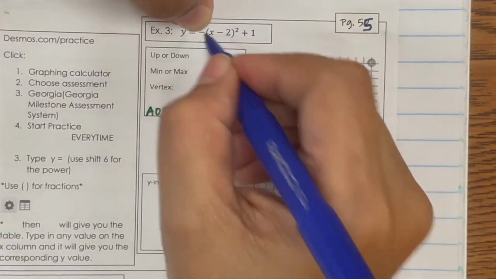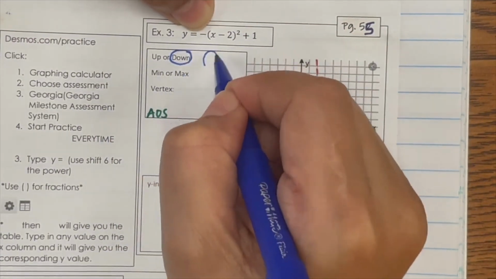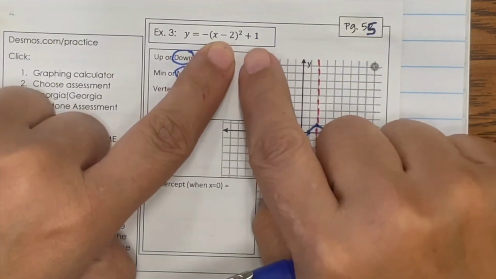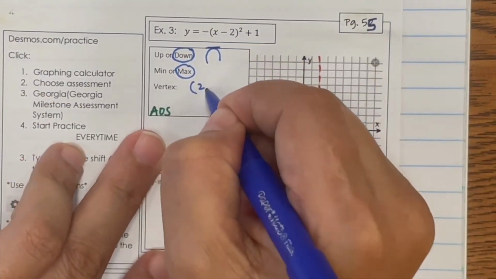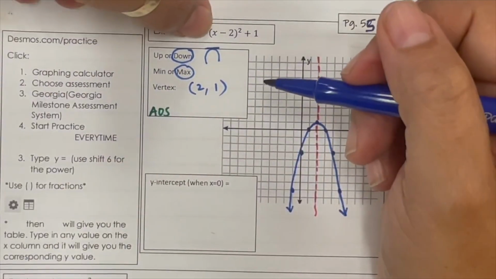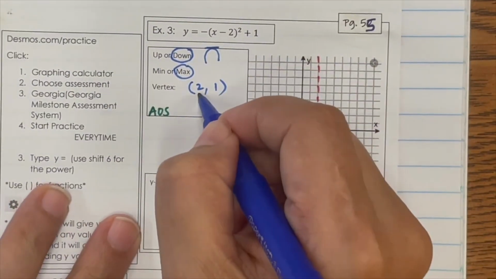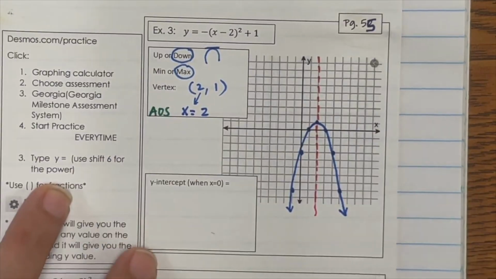Again, this is negative outside, so this should be going down. All right, if it's going down, it has a maximum. All right, what is the vertex? Remember, it's just the opposite of whatever is inside, so that's 2, and whatever is outside, so that's going to be 1. Or as long as it has x minus, you can just read it, so that's 2 and 1. Your axis of symmetry, once you have the vertex, you always go x equals and that number: x equals 2.